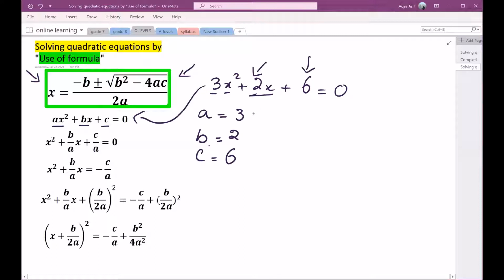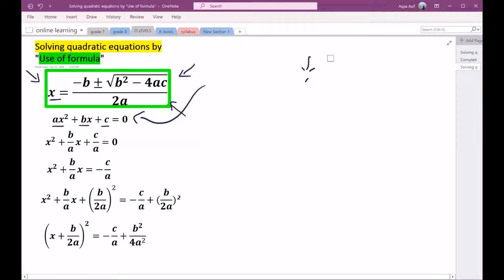Once we know our values of a, b, and c, we will put them in the formula and solve for x. So it's simple, and it's easier to use the formula to solve quadratic equations. Now let's derive this formula.